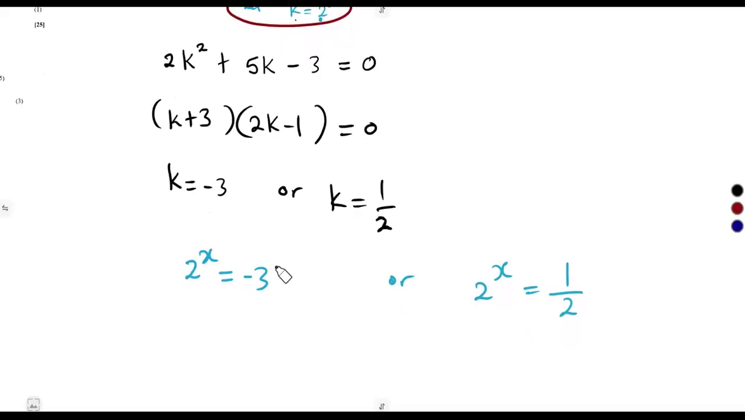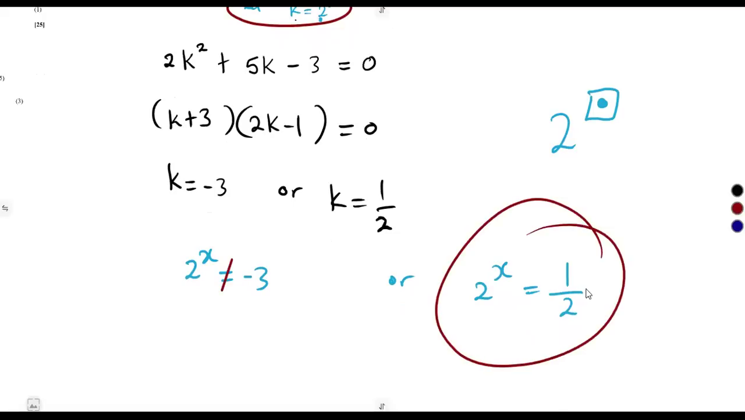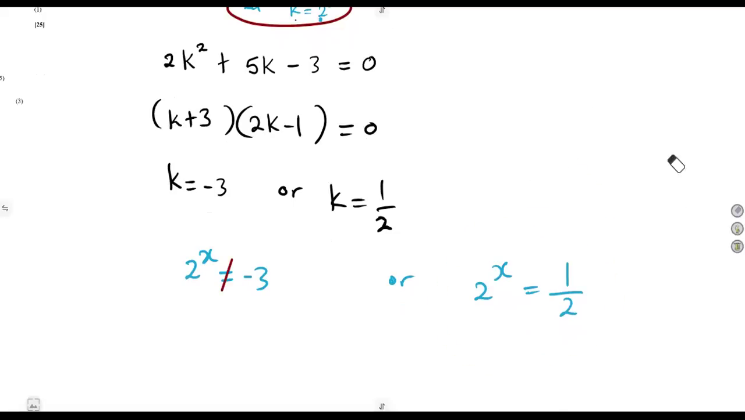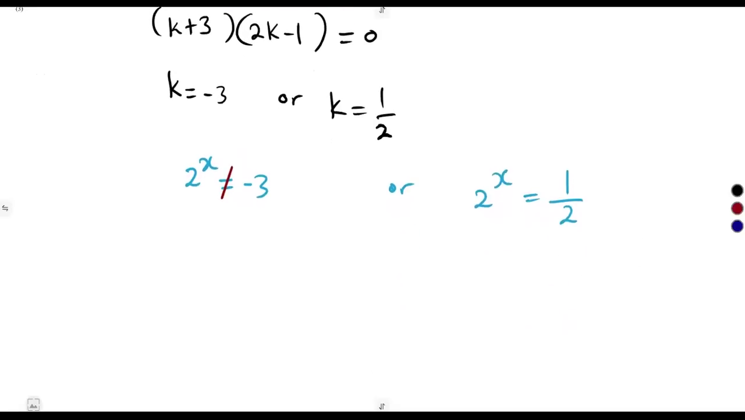2 to the exponent, can we have a negative? When you raise 2 to a certain number and you get a negative, is that possible? This does not exist, guys. So there's no solution there. What about here? From 2 to the exponent of x, which is 1 over 2, we know from our exponents, 1 over 2 is the same as 2 to the exponent of negative 1. When these bases are the same, the exponents automatically will be equal. So therefore, our x is equal to negative 1 from this one.